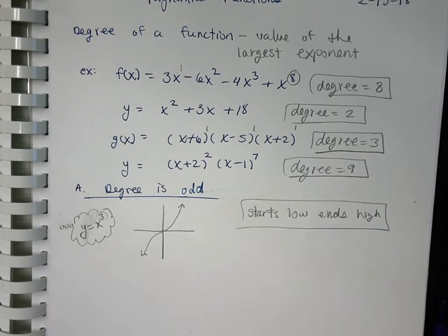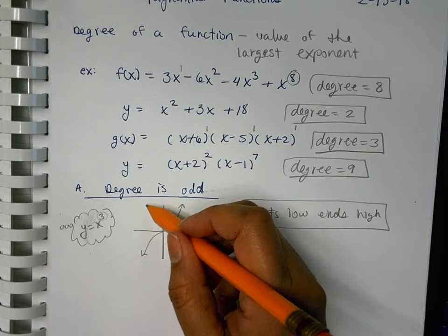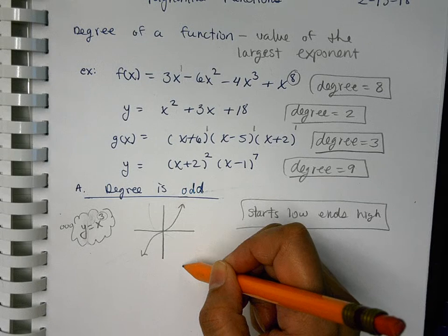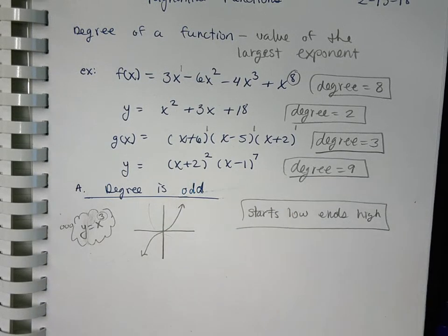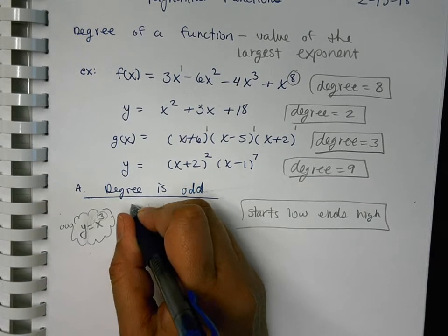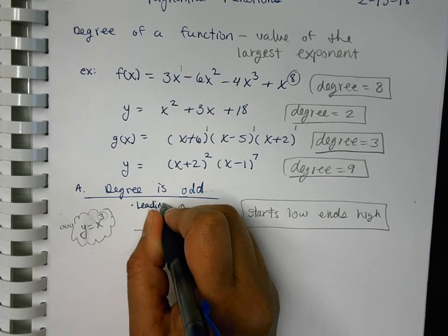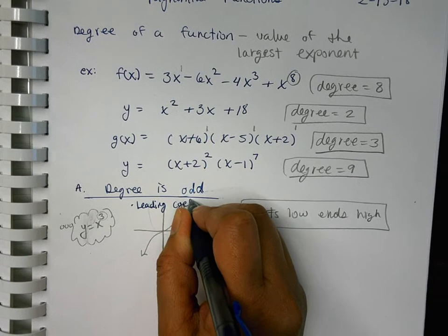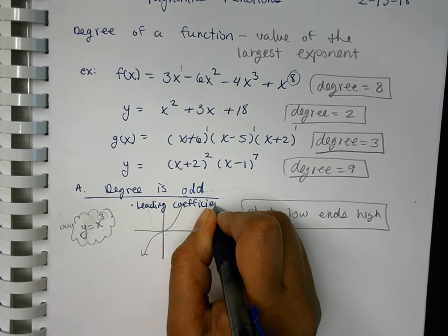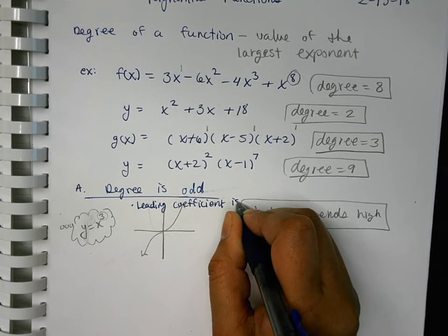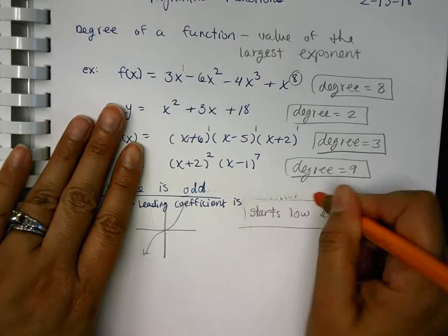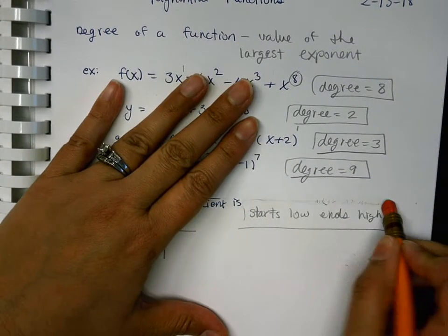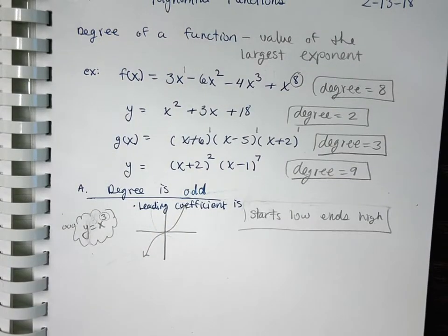What determines whether it's like this or flipped around like so? The negative. So this one here would be a leading coefficient. The leading coefficient is positive. Do you guys agree if the leading coefficient is positive, it's going to start low and end high?